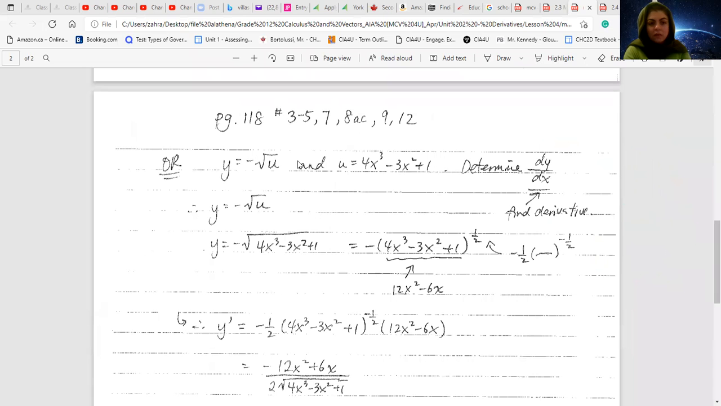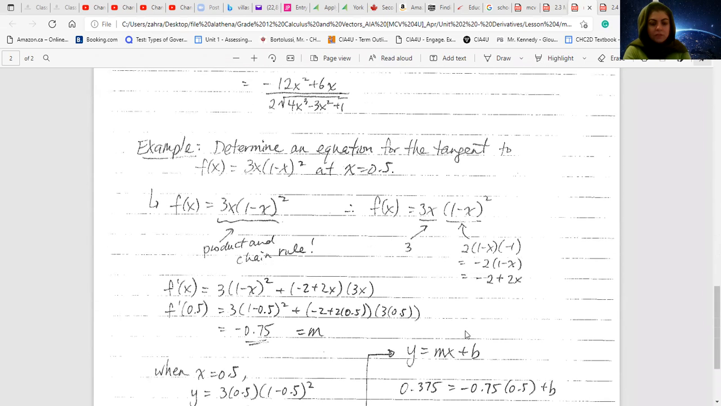Now, here is another way to do that, but that's okay. Determine the equation for the tangent to the line. So again, I have this equation and this point, and I want to find the equation of the tangent line. The general equation of a tangent line is y equals mx plus b. I need the slope of this line at x equal to 0.5, which means I need to take a derivative. This is 3x times (1 minus x) to the power 2. First, we have to do the product rule, because two things are multiplied by each other. The derivative of the first one is just 3. The derivative of the second one is power in front, power minus 1, times the derivative of inside, which is negative 1. So negative 1 multiplied by 2 is negative 2 times (1 minus x). You can expand it, it's negative 2 plus 2x.